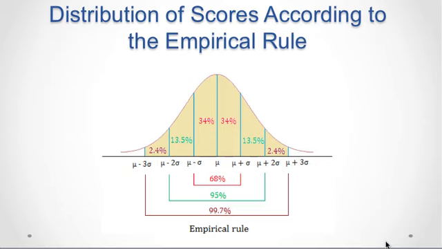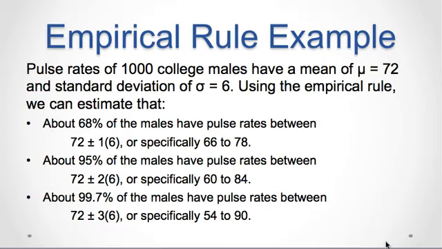So now let's look at a quick example on how this actually works. Let's suppose that the pulse rates of 1,000 college males are normally distributed or bell-shaped with a mean of mu equal to 72 and a standard deviation of sigma equal to 6. Using the empirical rule, we can estimate that about 68% of the males have pulse rates between 72 plus or minus 1 times 6, or specifically 68 to 78.